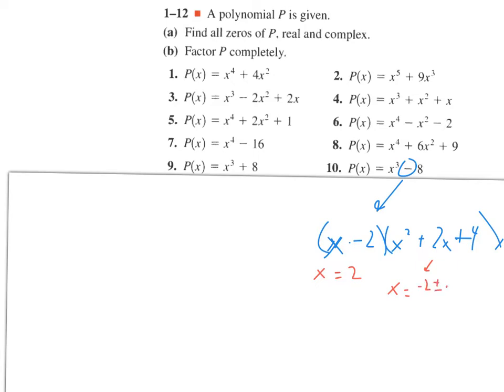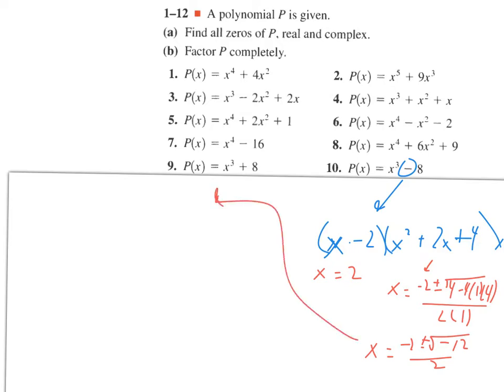For this one, we got to use the quadratic formula. So negative b plus or minus the square root of b squared minus 4ac all over 2a. So we get negative 2 plus or minus the square root of 4 minus 16, which would be negative 12, over 2. And I'm going to need some more space. Let me go over here.